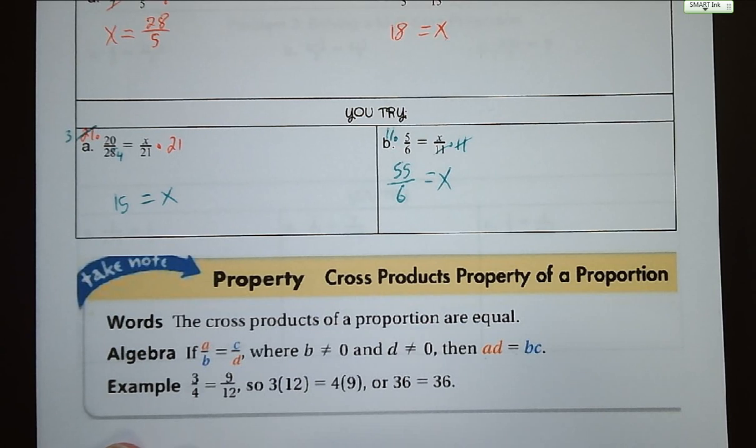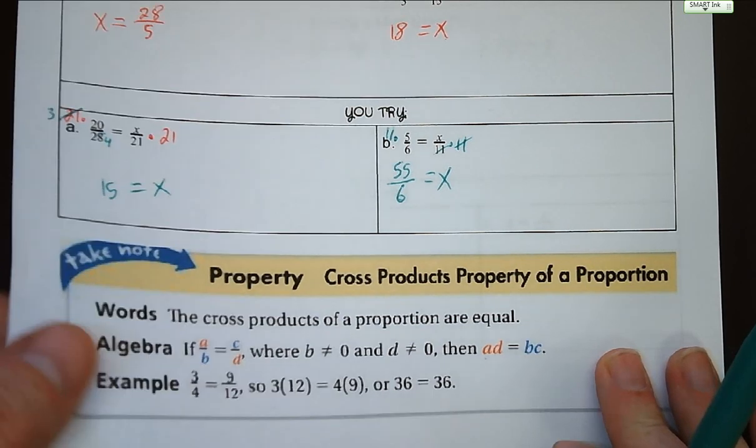Okay? Because if you think about this, if we multiplied both sides of the equation by B, we would have A is equal to BC over D. Multiply both sides by D, that'll take out the denominator there. AD is equal to BC.